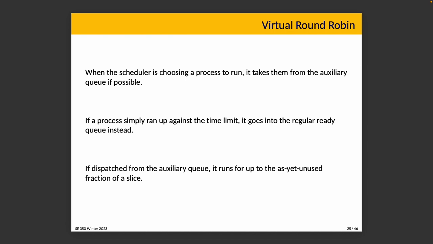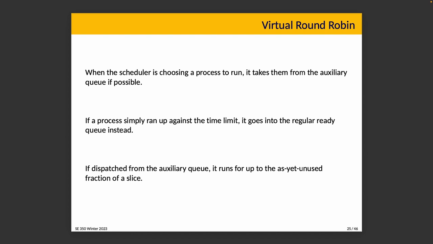But what we're saying here is that when the scheduler is choosing a process to run, it prioritizes things that are in the auxiliary queue. And if a process runs up against the time limit, so reaches the end of the time slice, then it goes back to the regular ready queue instead. But if it was blocked on I/O, it goes to the I/O queue, it waits there, and returns to the auxiliary queue. And if dispatched from there, it can run for the remaining fraction of its time slice.